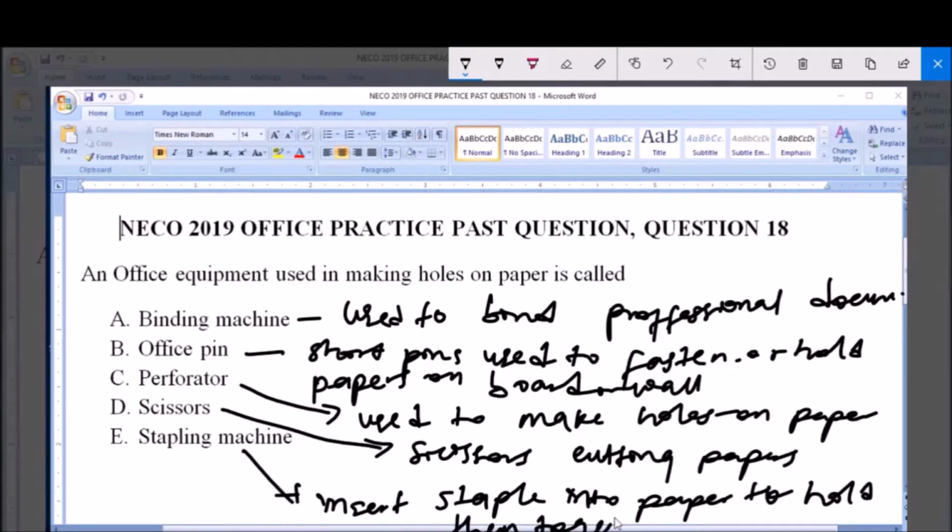And from this you will see that the office equipment described above is the perforator. That is, a perforator is used to make holes on paper, and that is option C.